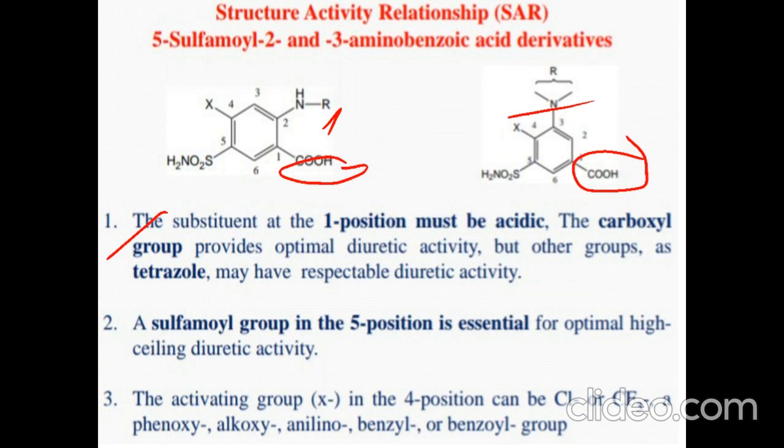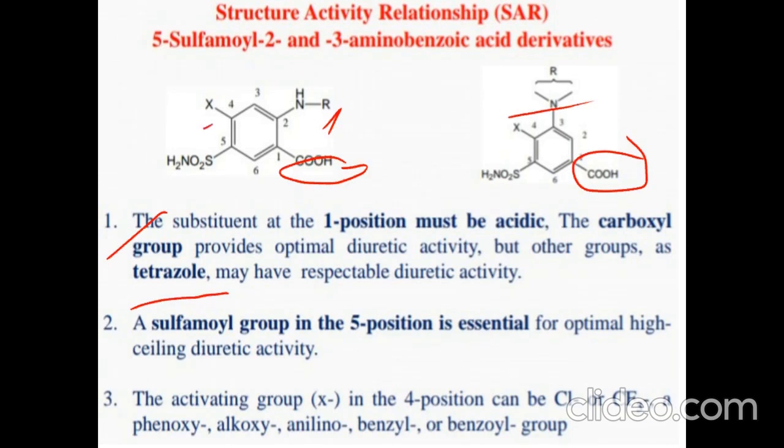This carboxylic acid, if present at the first position, is responsible for optimum diuretic activity. If we remove this COOH group, it decreases the activity. But sometimes other groups such as tetrazole may also show respectable diuretic activity. But if we replace COOH with any alkyl group or any other group, it will decrease or diminish the activity.